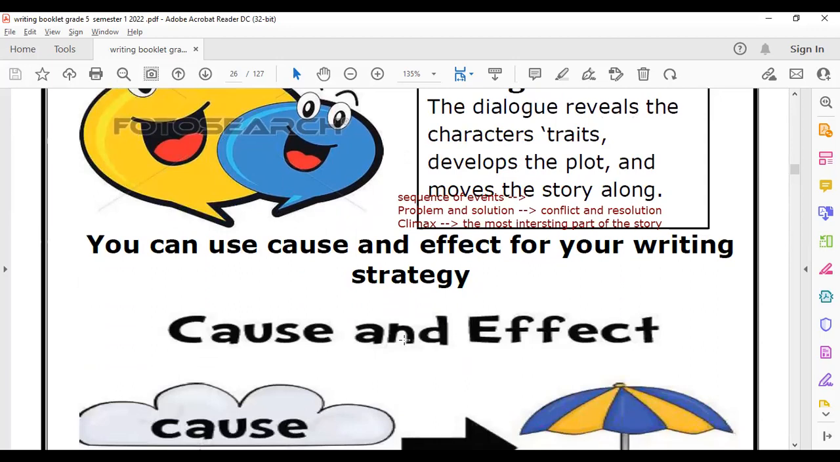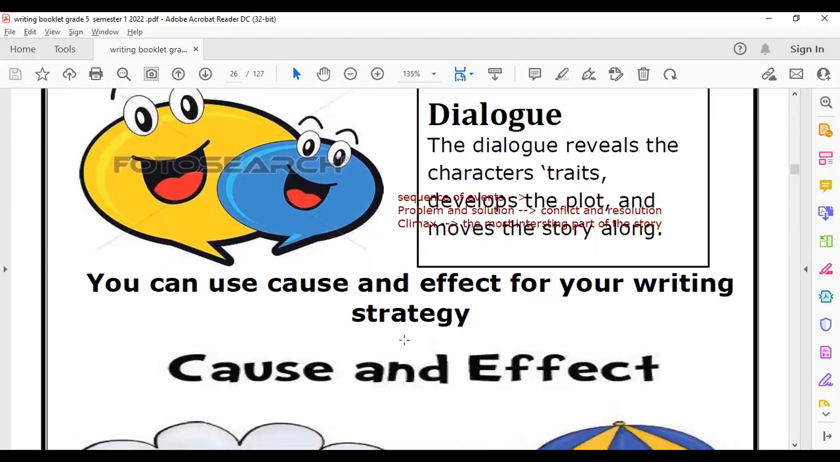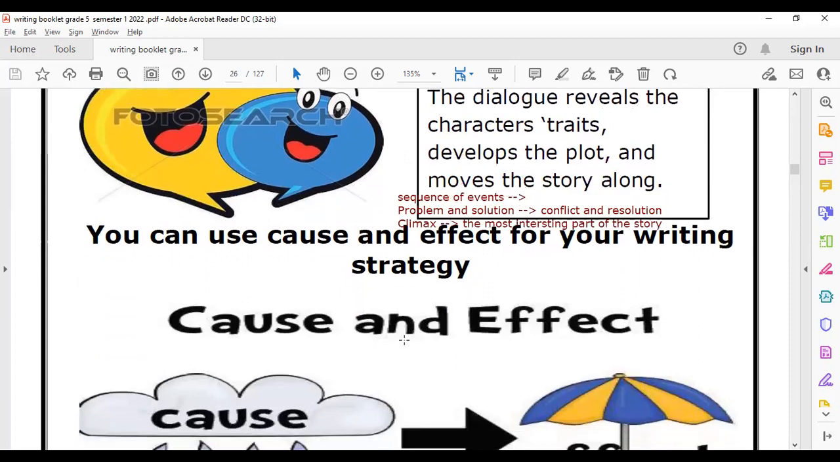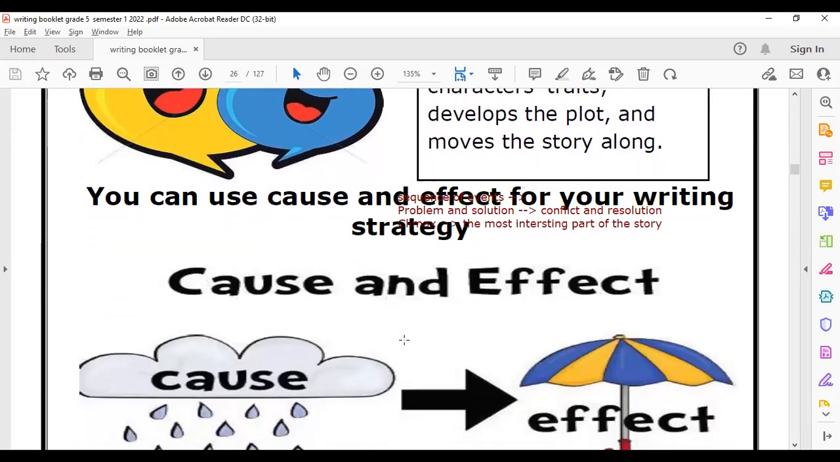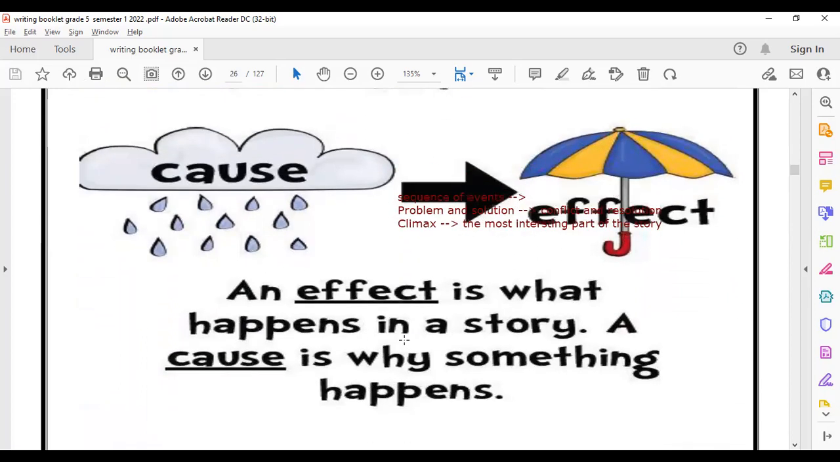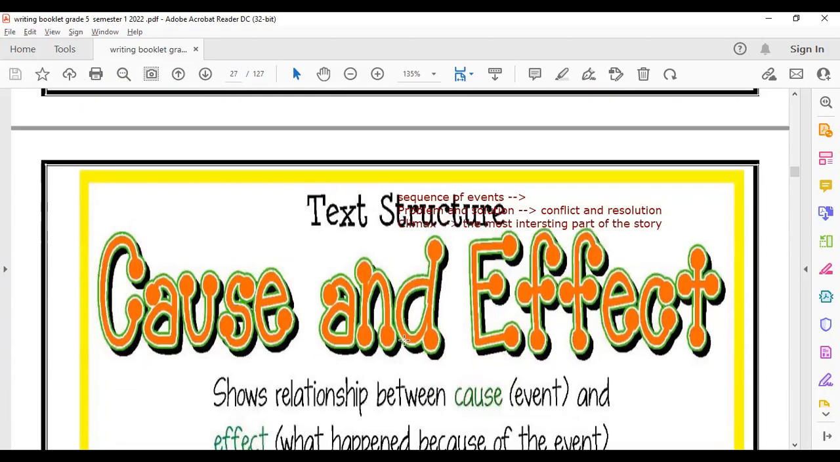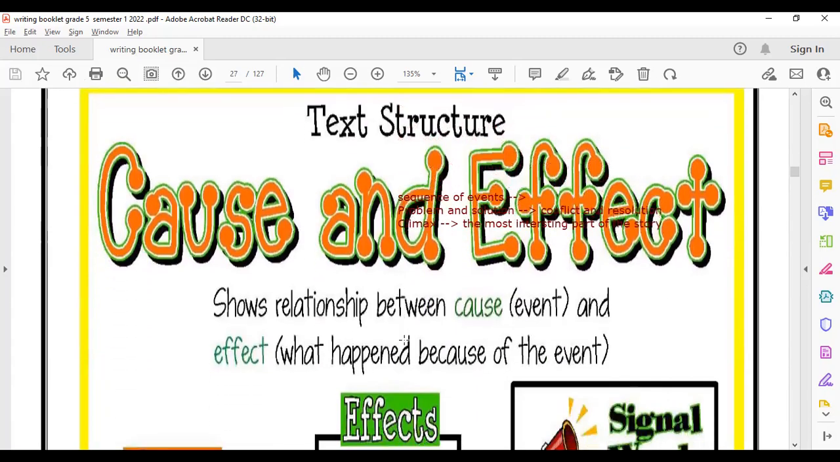Now, also you can use cause and effect for your writing strategy. And this is absolutely great, and I'll tell you why. The effect is what happens in a story. A cause is why something happens.